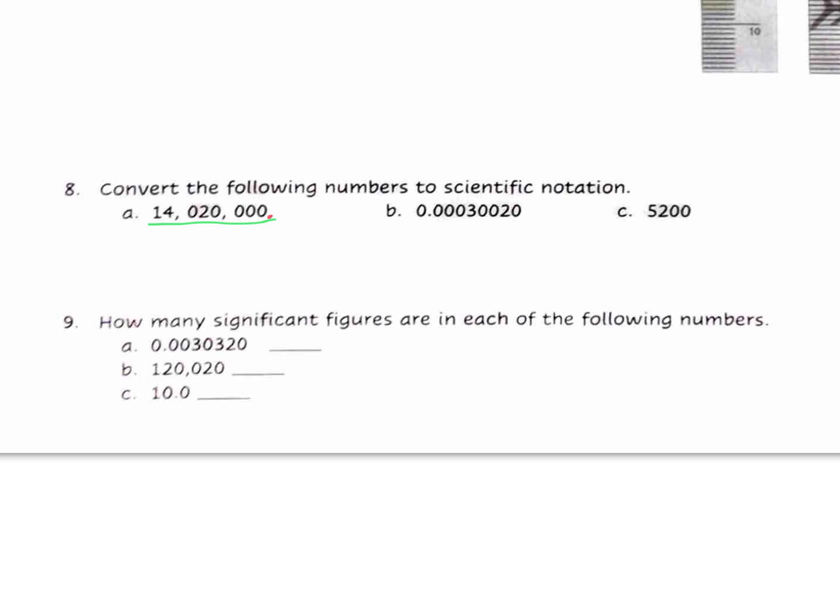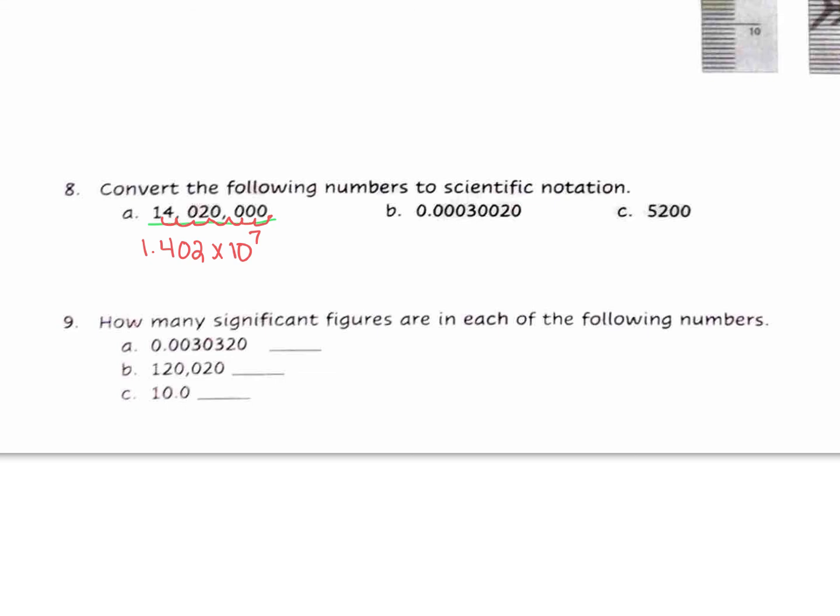The decimal is here. We're going to move it 1, 2, 3, 4, 5, 6, 7. So it should be 1.402 times 10 to the 7th. How do I know it's a positive number there? Because this is a large number. I can already see it's a large number.